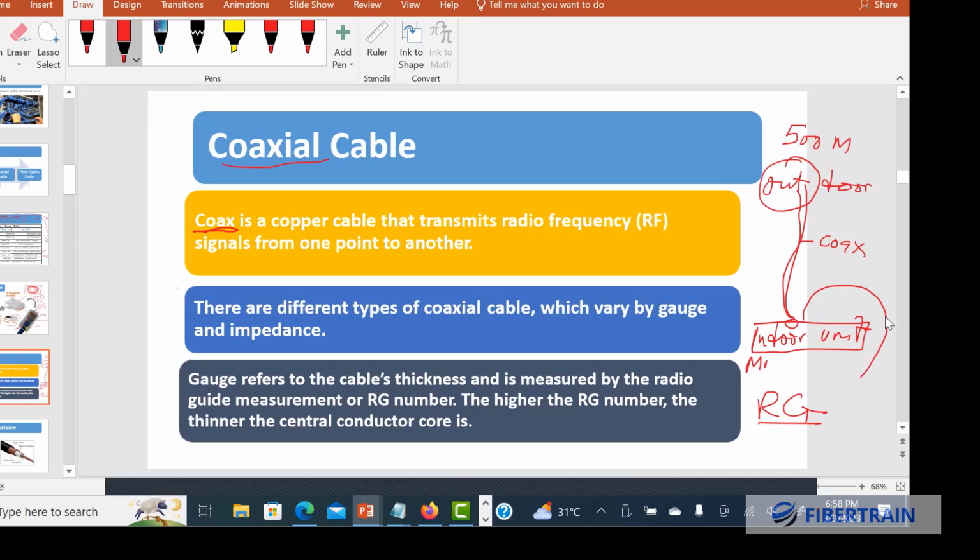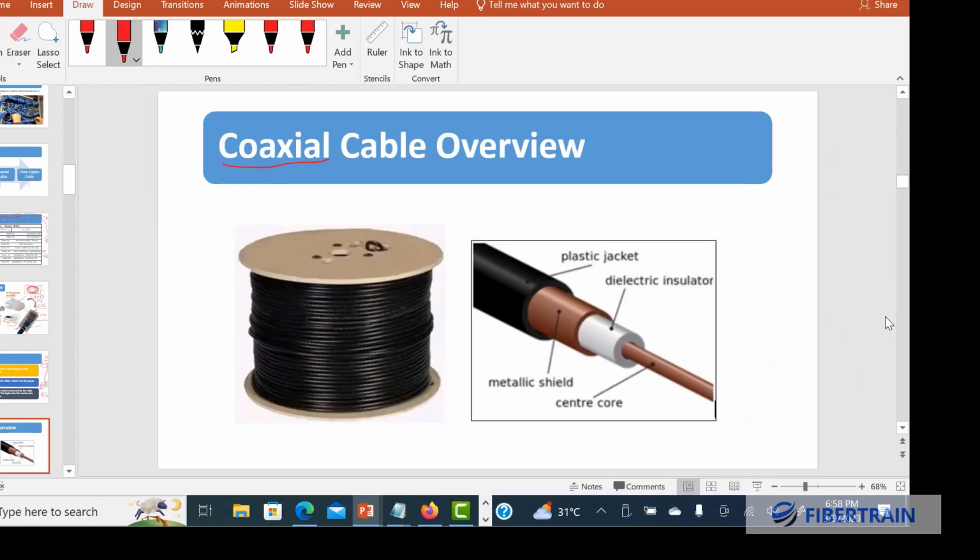Right? So that you can get audio as well as visuals. Okay, so that cable we use in those connections is called coaxial cable. So look at an example of coaxial cable.